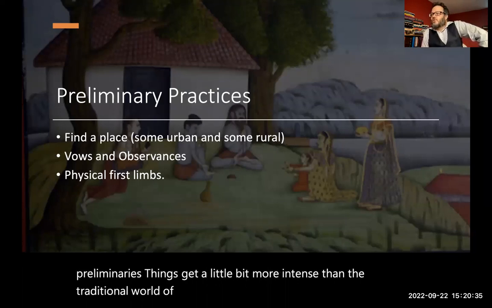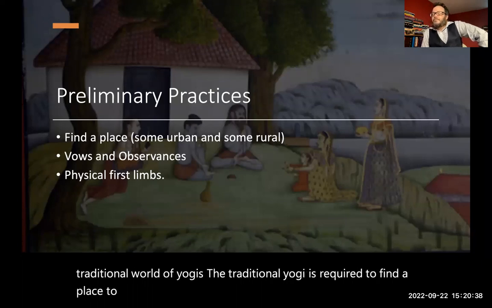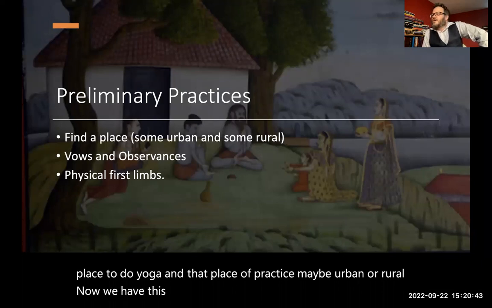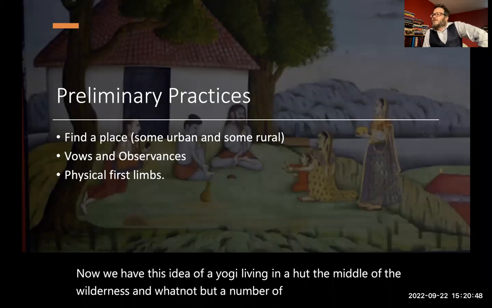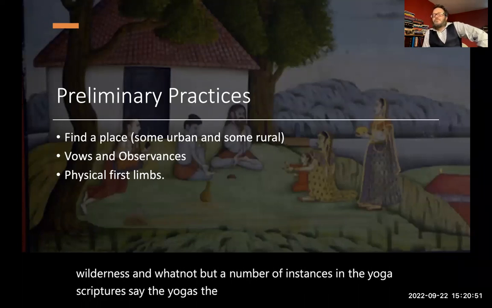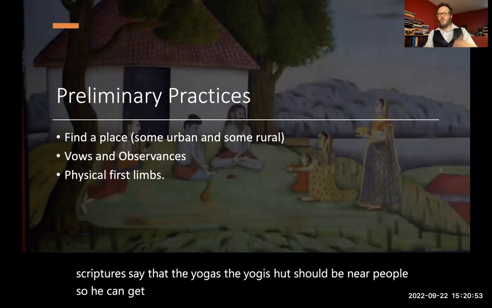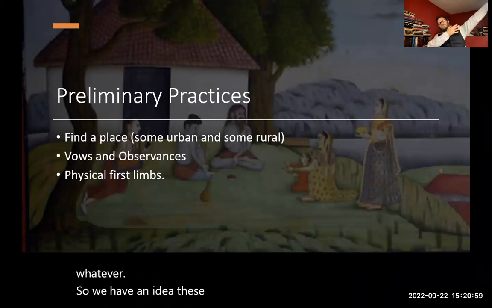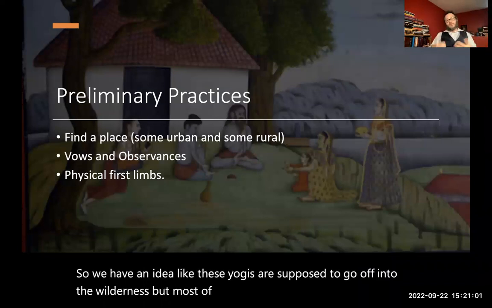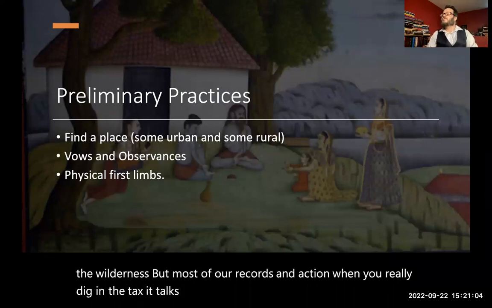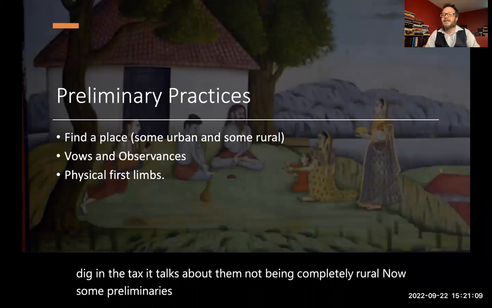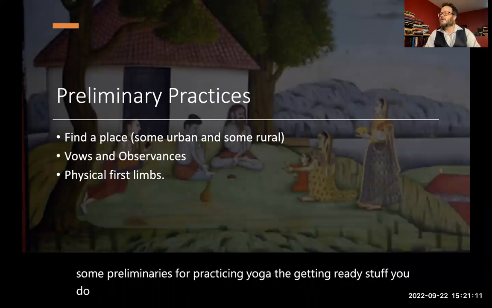The traditional yogi is required to find a place to do yoga, and that place of practice may be urban or rural. Now, we have this idea of a yogi living in a hut in the middle of the wilderness, but a number of instances in the yoga scriptures say that the yogi's hut should be near people so he can get alms, material support, teach other people, whatever. So we have an idea that these yogis are supposed to go off into the wilderness. Most of our records, when you really dig in the text, talk about them not being completely rural.